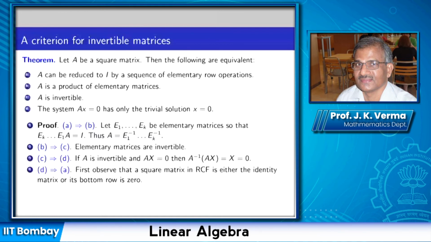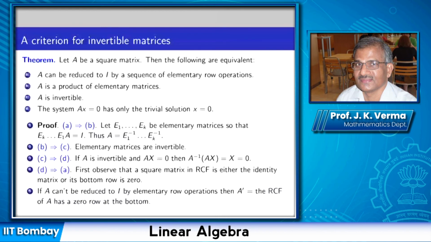So in order to prove this, we first observe that a square matrix in row canonical form is either the identity matrix or its bottom row is 0. If a matrix is in row canonical form, then the 0 rows must occur at the bottom. So if the row canonical form is not the identity matrix, then there must be a 0 row at the bottom, because above every pivot and below that pivot, all the entries are 0.